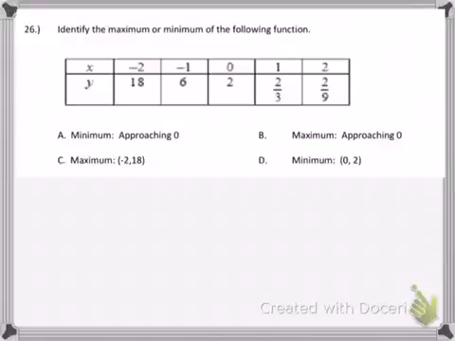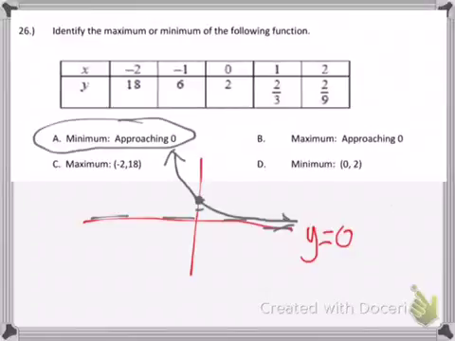Identify the maximum or minimum of the following function. It is approaching 0. Notice how it keeps getting closer and closer to 0: 18, 6, 2, 2/3, 2/9. So it's going to keep getting closer and closer to 0. It's never going to touch. It's going to be an exponential function that has an asymptote of y equals 0.